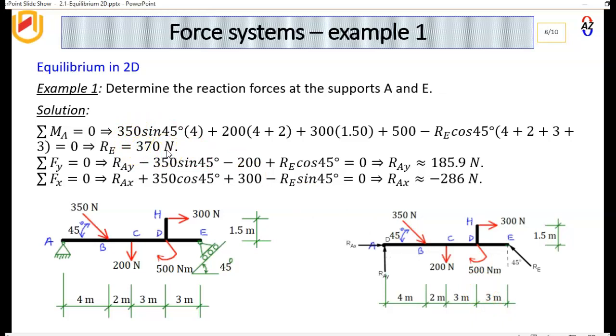Then you take summation of forces in the Y. You're going to say RAY, which is what we're trying to find, minus 350 sine 45, the vertical component, minus this 200, plus RE cos 45. Then the arithmetic there should show that RAY is 185.9, and then we take summation of forces in the X, it will be RAX plus 350 cos 45 plus this 300 minus RE sin 45 is equal to 0. The RAX should come out as minus 286. This simply means that it's actually 286 going in the opposite direction.